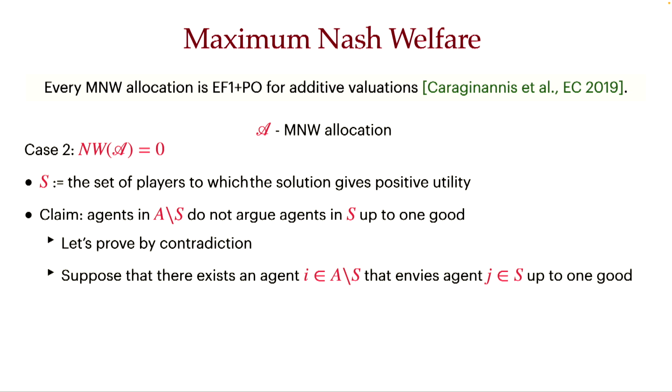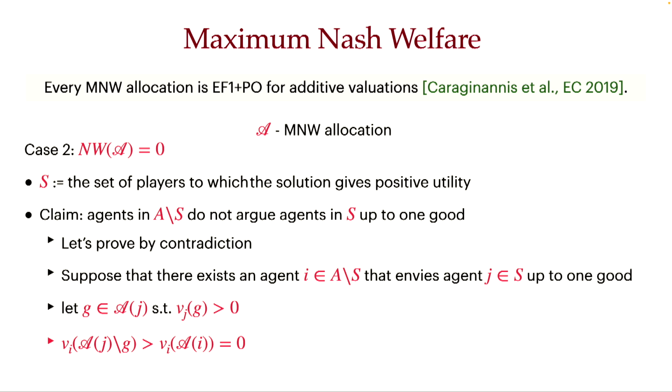Then there exists an agent I in A minus S that envies agent J up to 1 good, right. What does it mean? There is an item G in A_J, which is positively valued by J. J is in S. So, such an item exists. Agree? Okay.